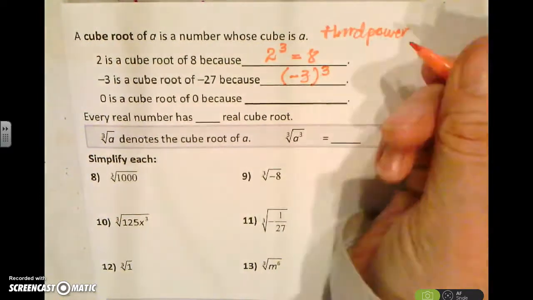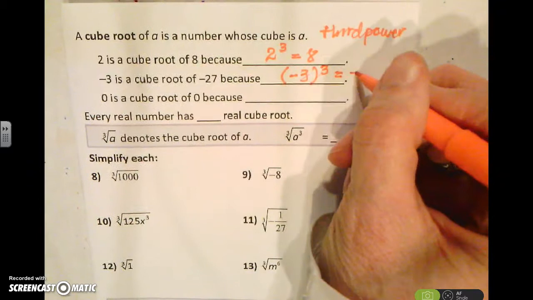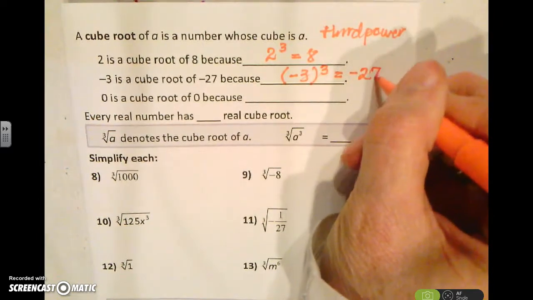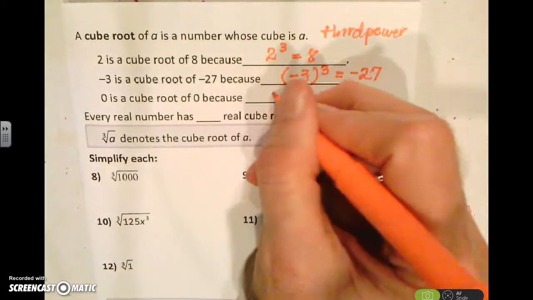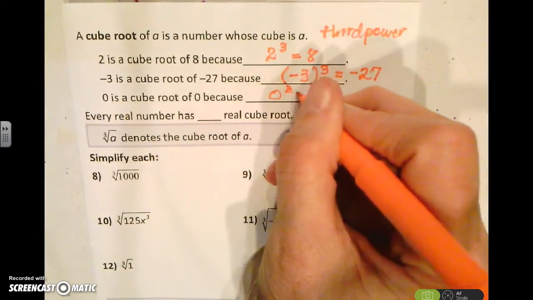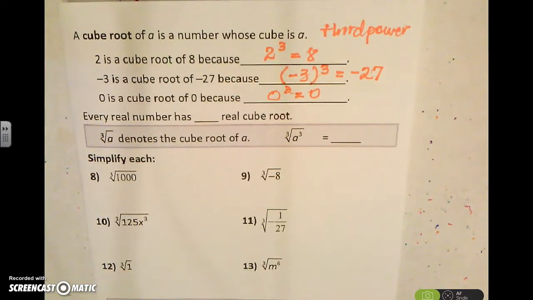Negative 3 is a cube root of negative 27 because if I take a negative 3 and raise it to the third power, a negative 3 times a negative 3 times a negative 3, we get negative 27. And 0 is a cube root of 0 because 0 to the third is equal to 0.